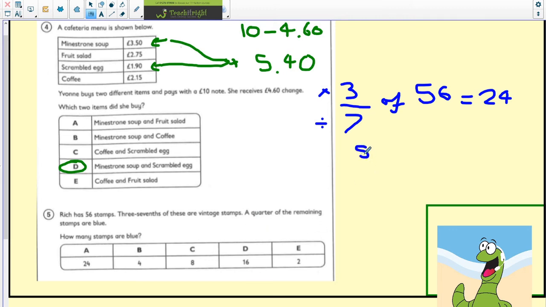The remaining stamps are not vintage. So how many remaining stamps are there? That is 32 remaining stamps. And then 1/4 of the remaining stamps are going to be blue. So 1/4 of 32, again, divide by the bottom and times by the top: 32 divided by 4 equals 8. Final answer, C.